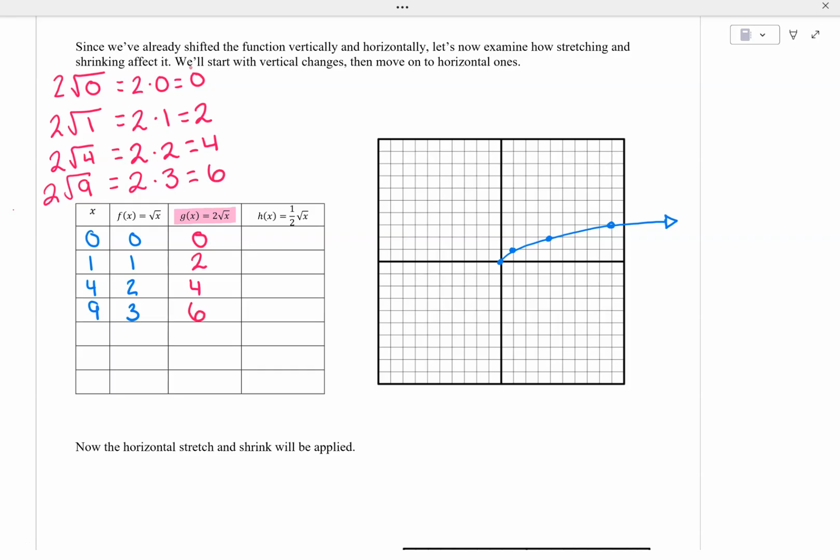So I want you to see what happens here. We're at 0, 0, but then I'm at 1, 2. Then I'm at 4, 4. And then I'm over here at that 6. Notice what happens. Our graph is stretching. We're going higher, faster. Okay?